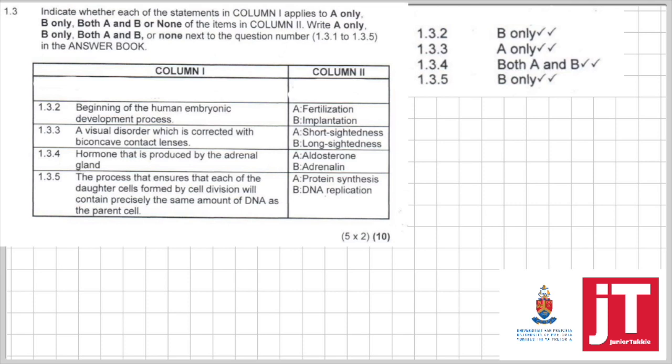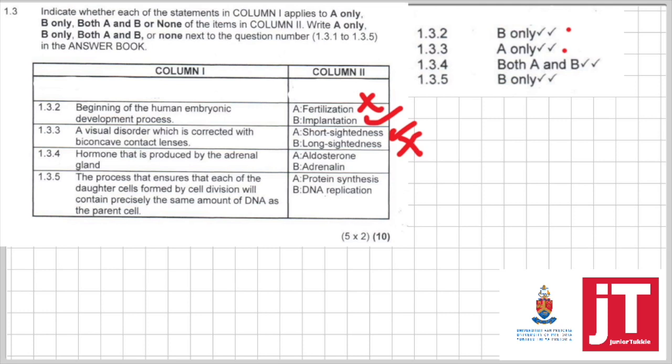1.3.2. The beginning of the human embryonic development process. So the beginning we know is implantation and not fertilization. So your answer is B only. 1.3.3. A visual disorder which is corrected with a biconcave contact lens. We know it is A only. So short-sightedness, your answer is A only.